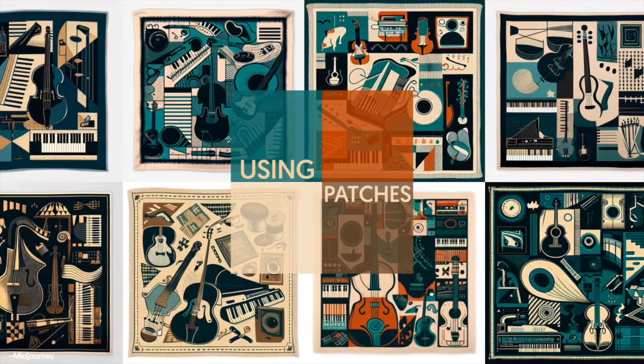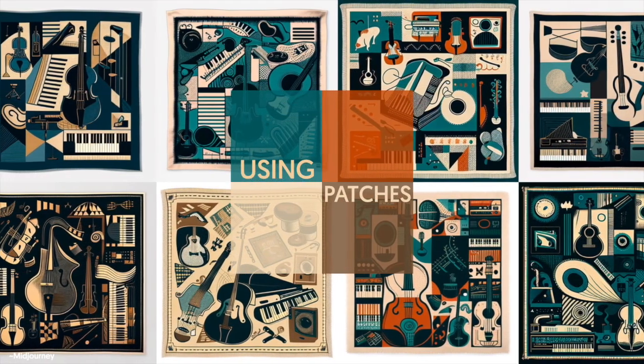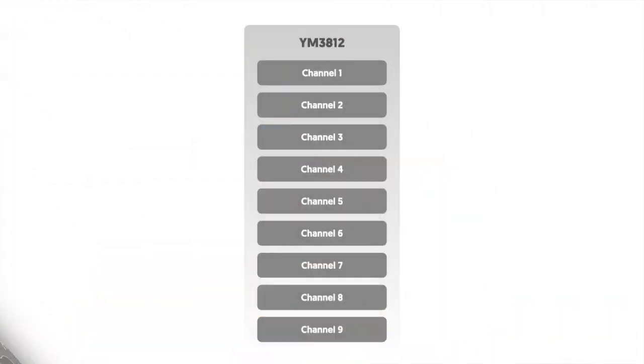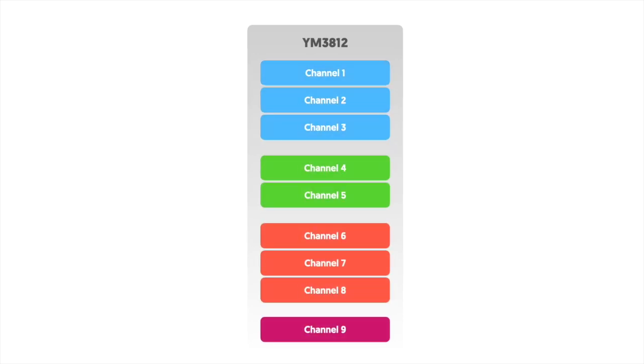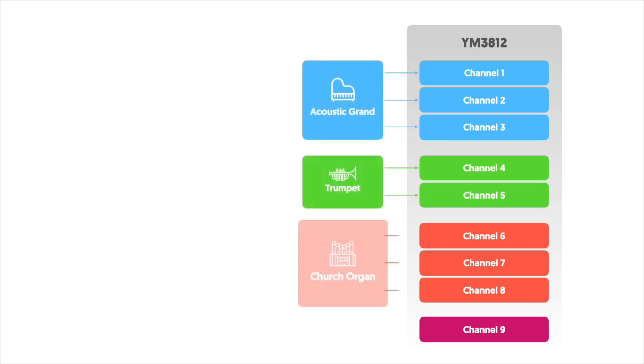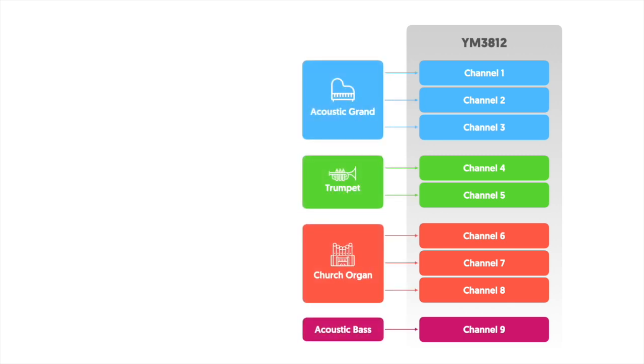Now that we know what a patch is, let's figure out how to use it. Here are the 9 channels of the YM3812, just waiting to be filled up with instrument patches. Here's an idea. Let's partition the 9 channels up into different groups. Then we can assign a patch to each of the channels in each group. So the first 3 channels might be a piano patch, and then the next 2 might get a trumpet. We could think of each of the groupings as its own sort of instrument.